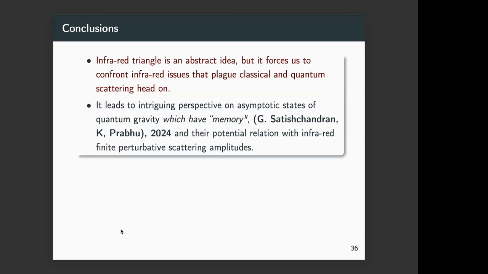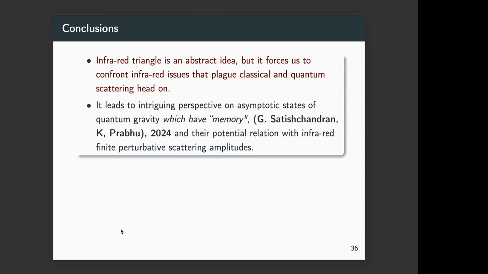Although the infrared triangle is an abstract idea, and you may think it's kind of useless to just put some pictures with some words, one good thing it does is force us to confront head-on the infrared issues that plague both classical and quantum scattering, because if you want to understand the universality of these factorizations together, then we have to look for some symmetry, etc.